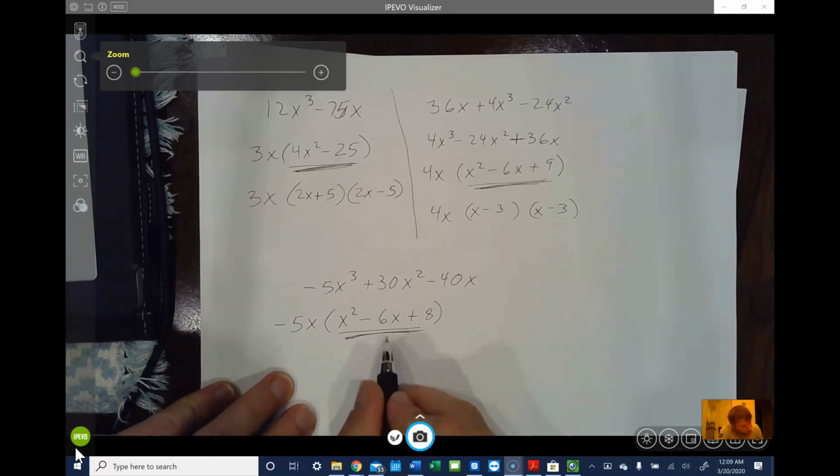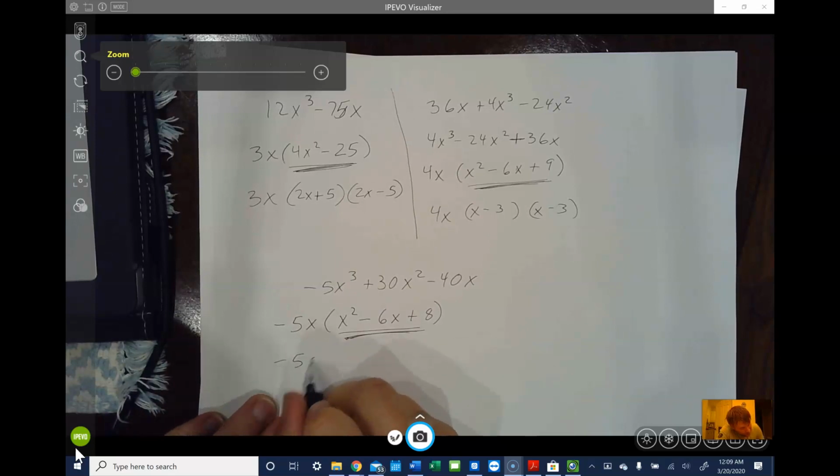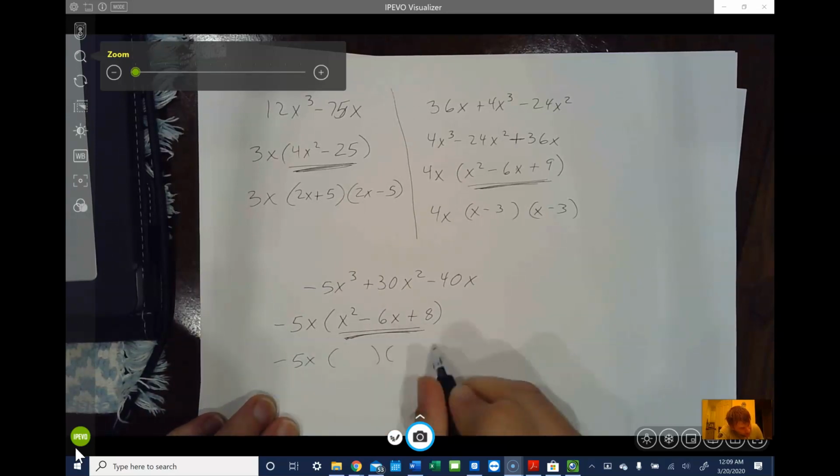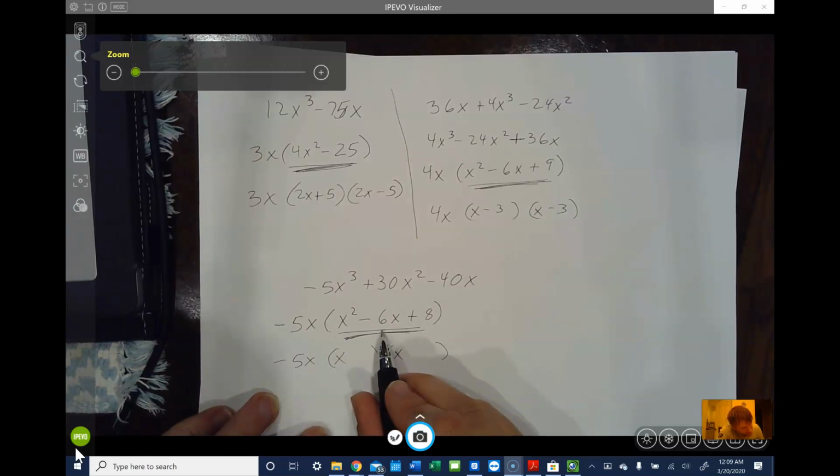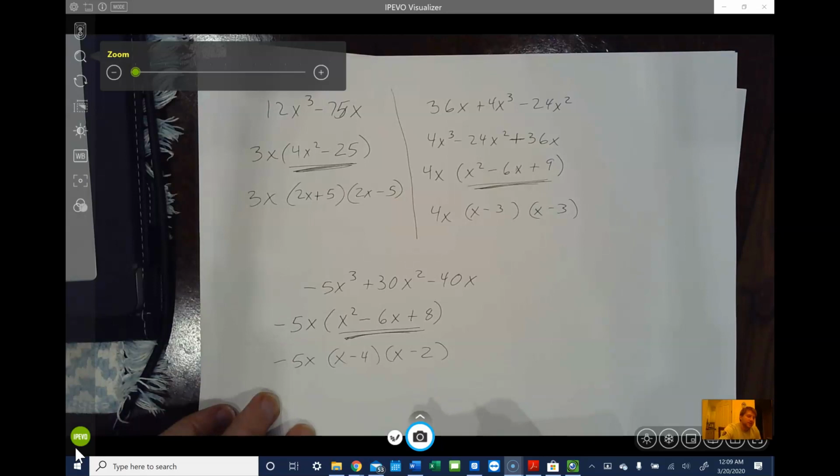Will this factor some more? Yep. Bring the negative 5x down. x and x. What multiplies to get 8 and adds to get negative 6? That would be a negative 4 and a negative 2. And it's done. Alright, that's the last example we're going to do.